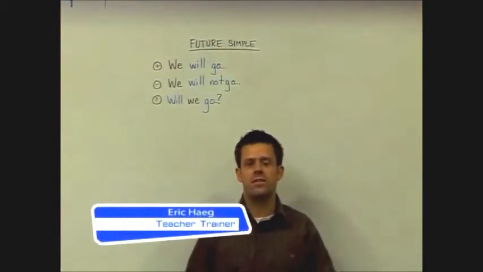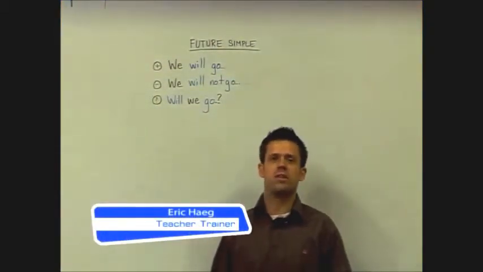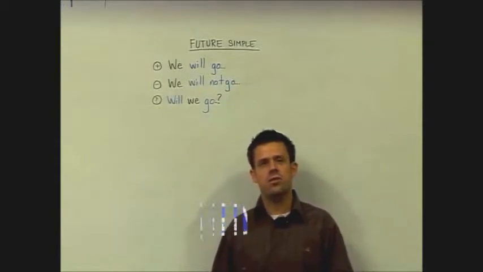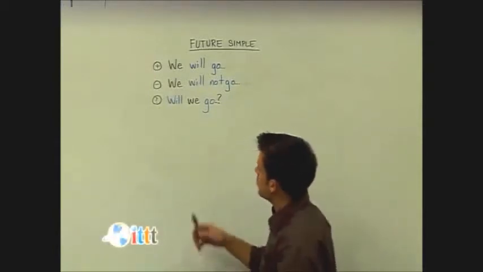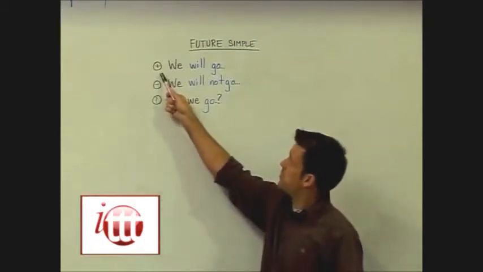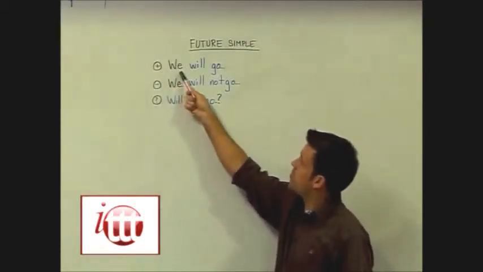Now let's look at the future tenses. We'll focus first on the future simple tense. The future simple tense is used to indicate actions, of course, in the future. So, in order to form these, at least for the positives, we use our subject first.